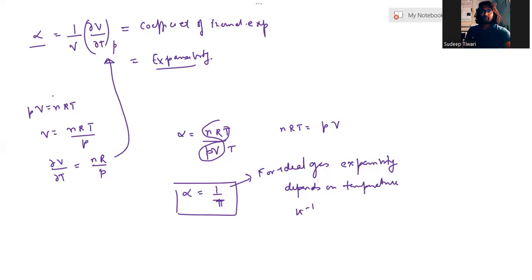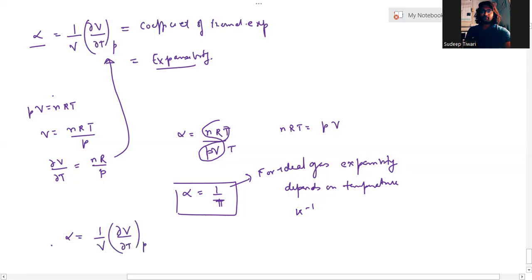Similarly, another term that we studied was compressibility. So there are two terms: one is called compressibility, another one is called expansivity. Expansivity, I'm writing it as 1 upon V del V upon del T at a constant pressure. I can also write that my expansivity is nothing but 1 upon V times dV at constant pressure divided by dT at constant pressure.